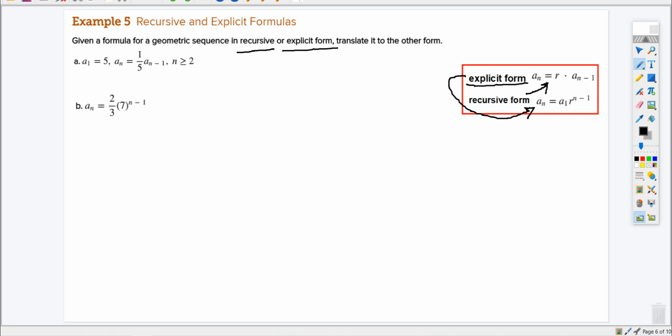Okay, so when we look at the questions here, the first question says a1 is equal to 5, the first term is 5, and the nth term can be written as 1 over 5 times a(n-1). So I can tell this is given already in the recursive form.